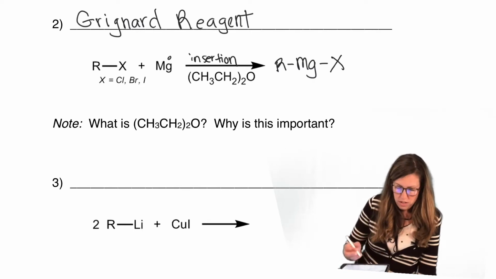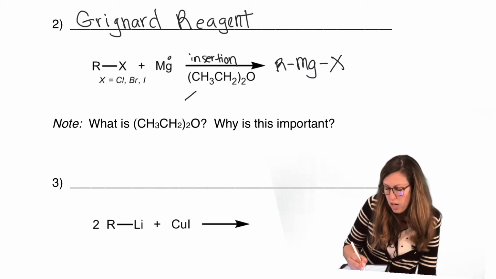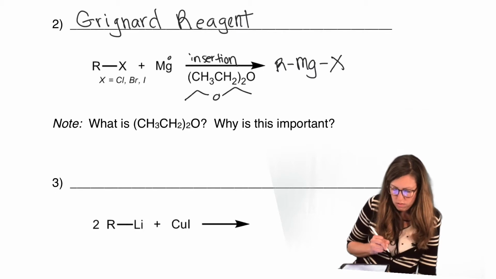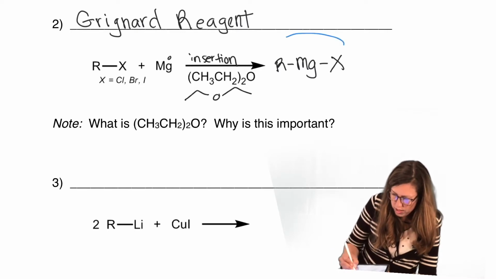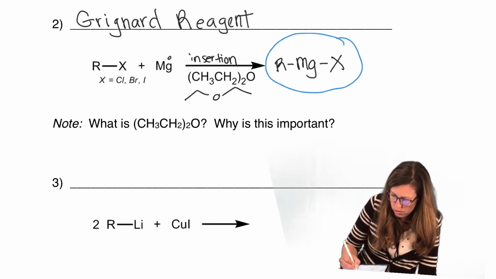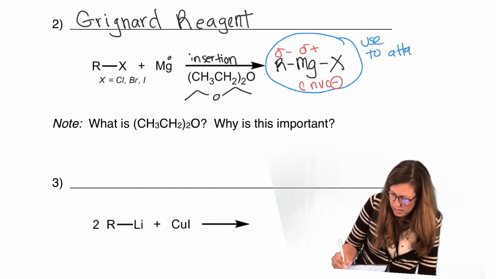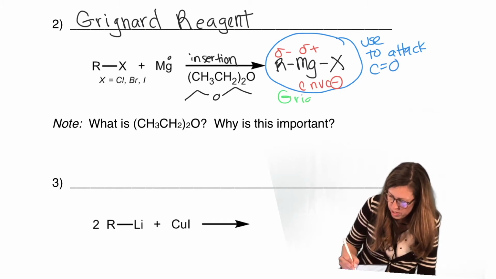So that's called insertion. This solvent, CH3CH2OCH2CH3, is a very common solvent. That's diethyl ether. And so that answers that question right there below. It actually is important because it helps stabilize our Grignard reagent. So I'm going to circle this. I'm going to note our dipole. Now we have our carbon nucleophile ready to go. I'm going to write the note here that I wrote above, used to attack C=O, and this is what's called the Grignard reagent.